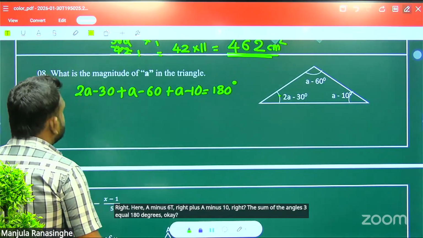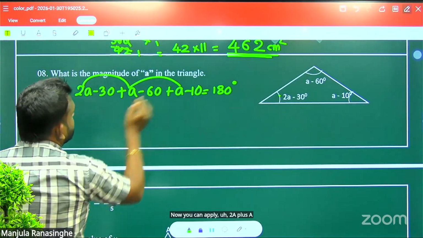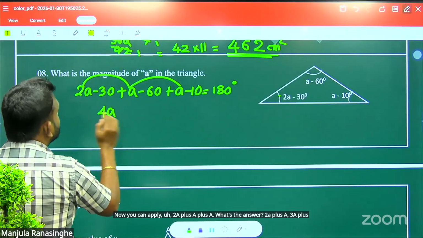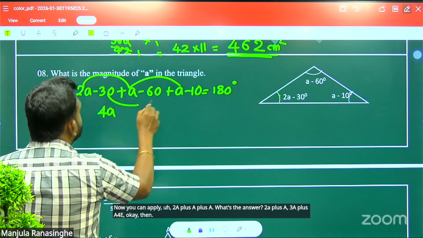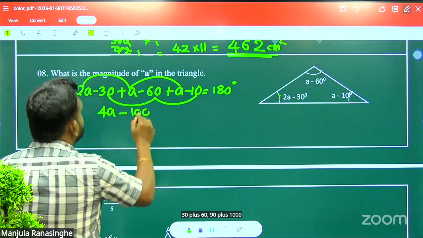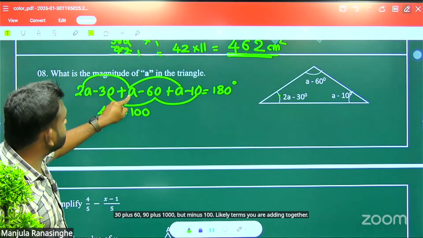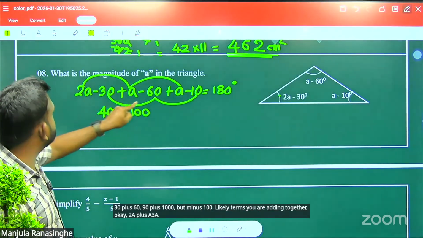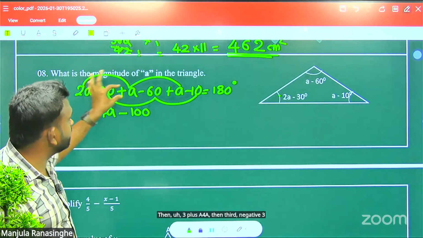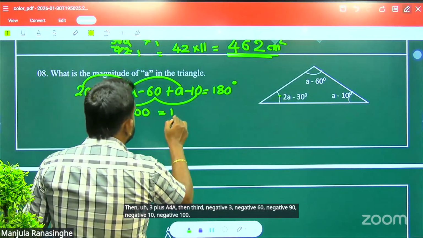Okay, now you can apply 2a plus a plus a. What's the answer? 2a plus a, 3a plus a, 4a. Okay, then 30 plus 60, 90 plus 10, 100, but minus 100. Like terms you are adding together. Okay, 2a plus a, 3a, then 3a plus a, 4a, then negative 30, negative 60, negative 90, negative 10, negative 100 equal 180 degrees.